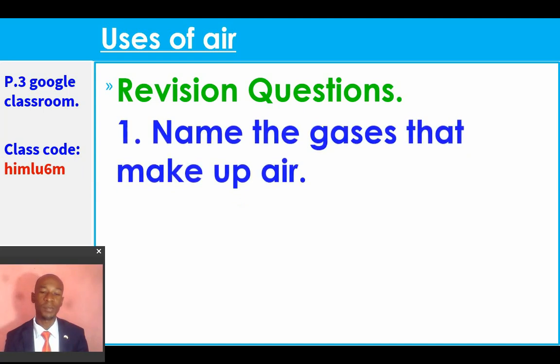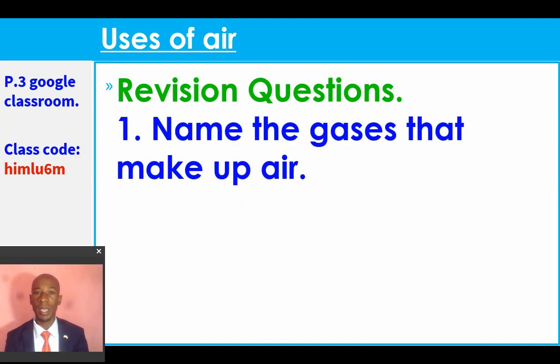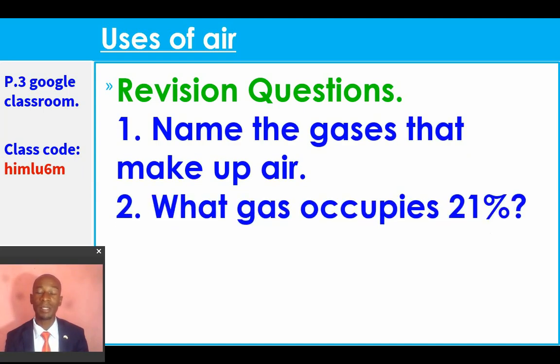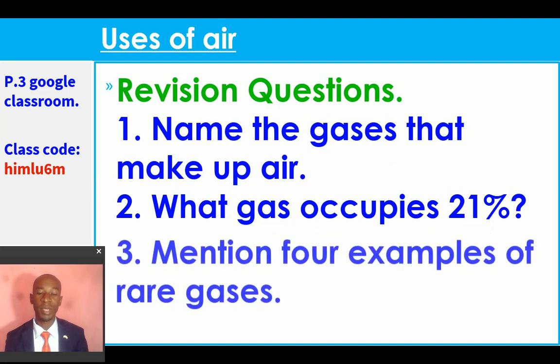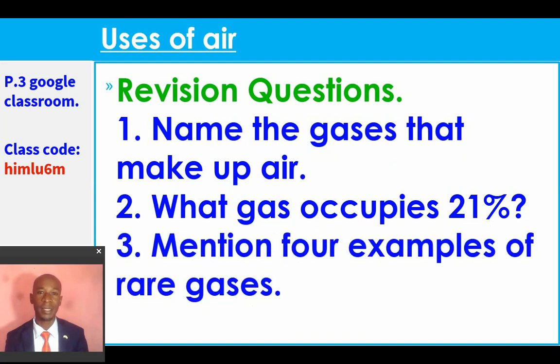Number 1 says, name the gases that make up air. Number 2, what gas occupies 21% of the air in the atmosphere? Then number 3 says, mention 4 examples of rare gases. So take your minute and answer these questions. You may pause and answer. Then I guess by now you have finished. We can replay and move on.